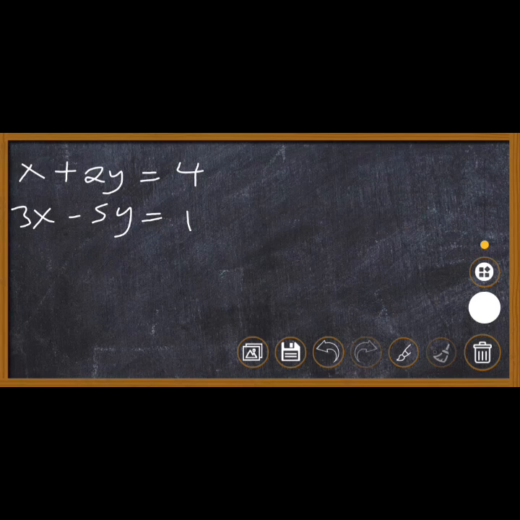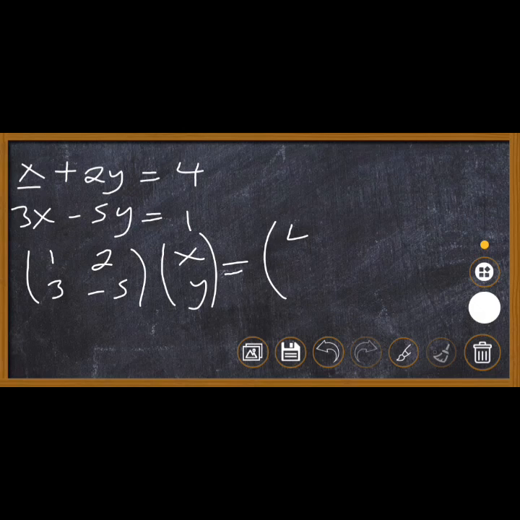So the first step is expressing this in form of a matrix. So we know this is going to be what? 1, 3, 2, negative 5. And then here, since it's x which is at first, we are going to write x and then y here. Then equals to, here we are going to write what? 4 and 1. So these are our values for the matrix.